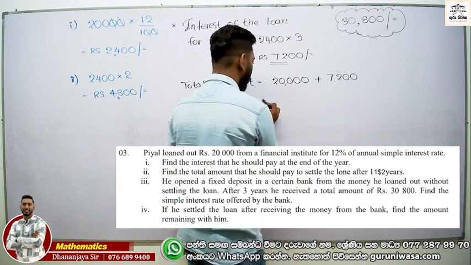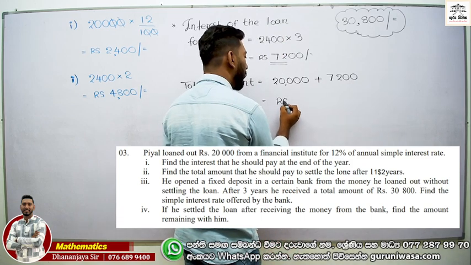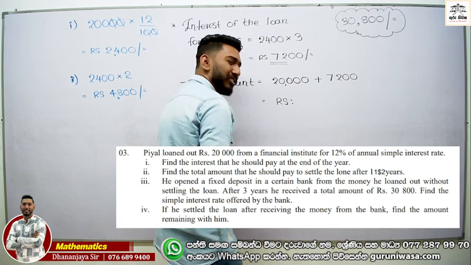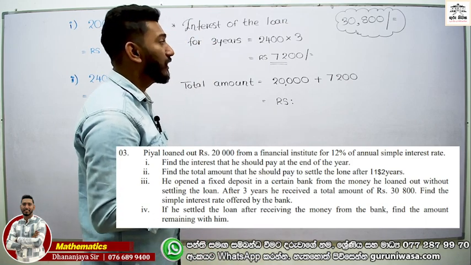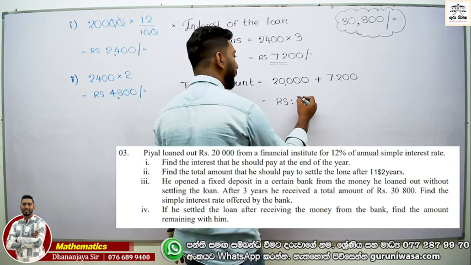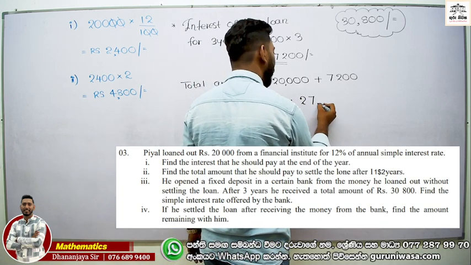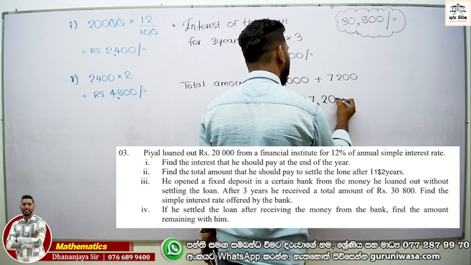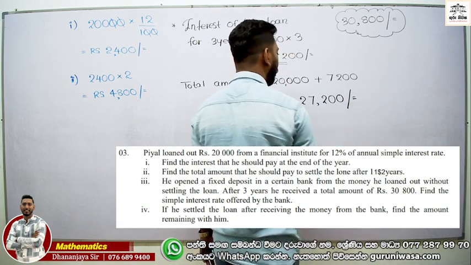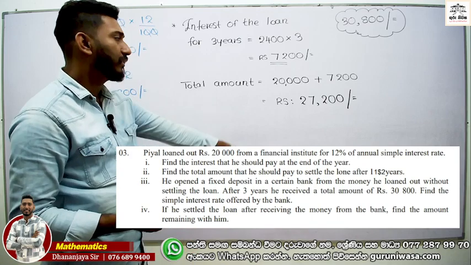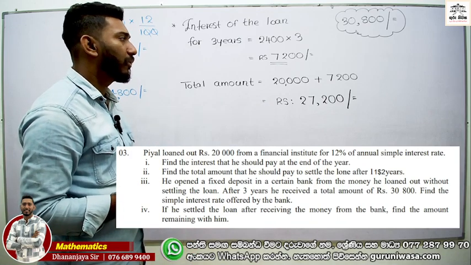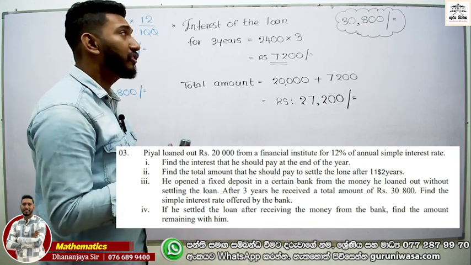7,200. එහෙනම් පුතේ ඔක්කොම මෙයා ආපහු ගෙවන්නකොට settle කරද්දී 27,200 ගෙවන්න loan එක settle කරන්න ඕන. It's okay. 27,200. He should pay 27,200 rupees to the bank to settle his loan.